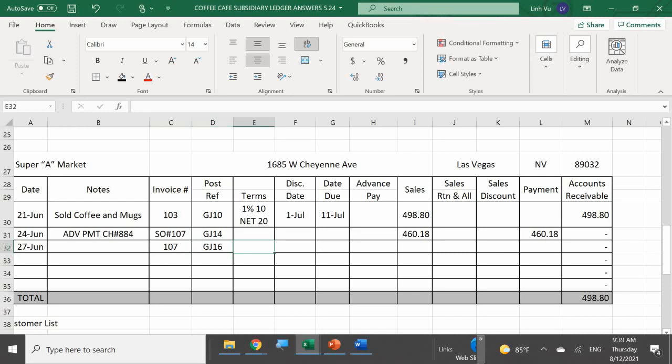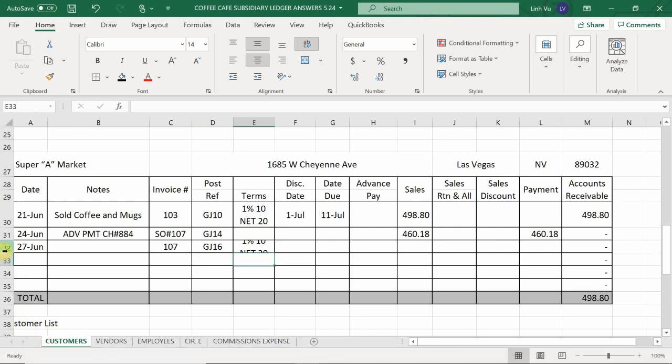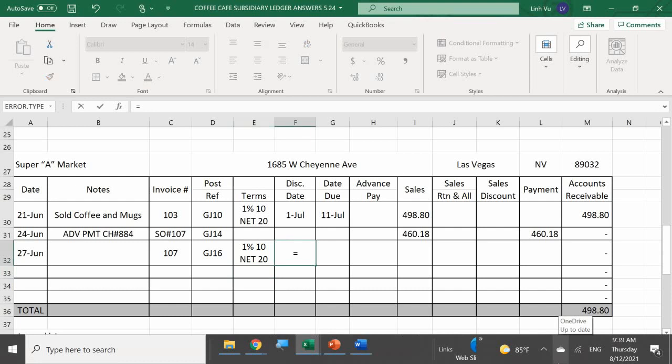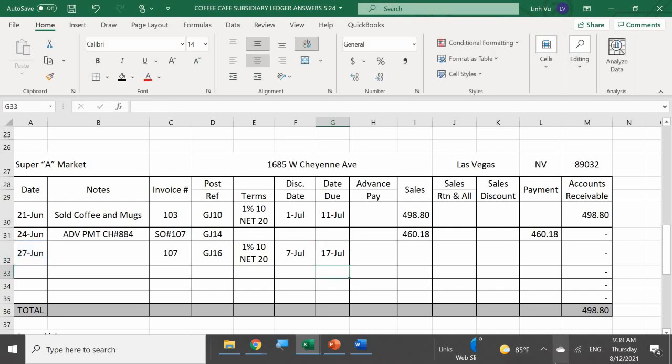Our terms were 1% 10, net 20. So let's see, the discount date would be July 7. Good. And then our due date would be July 17th. July 17th. Good.